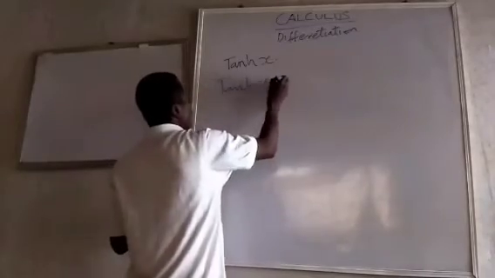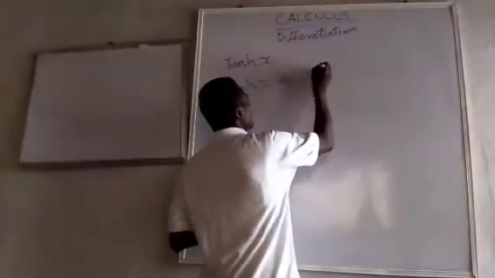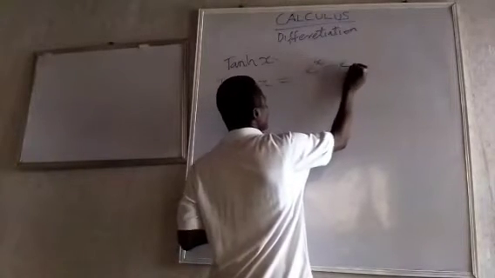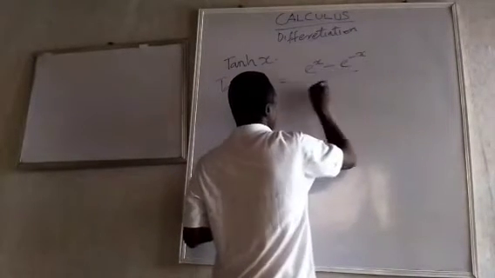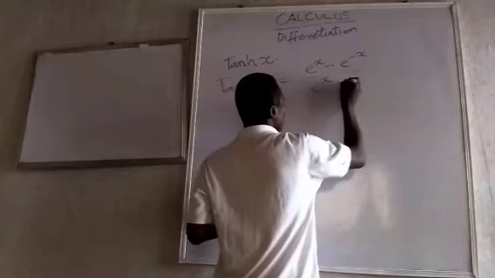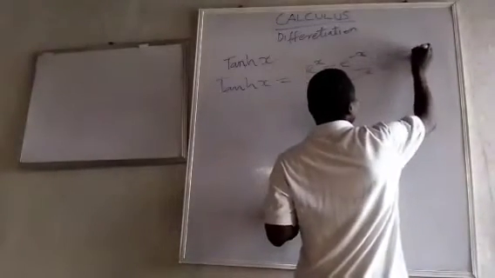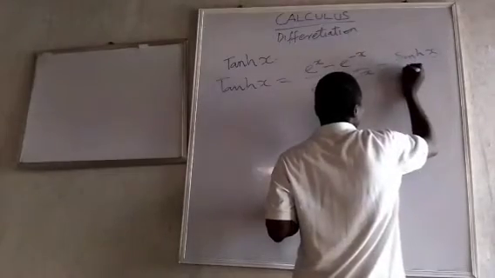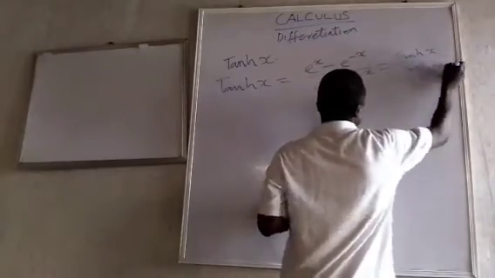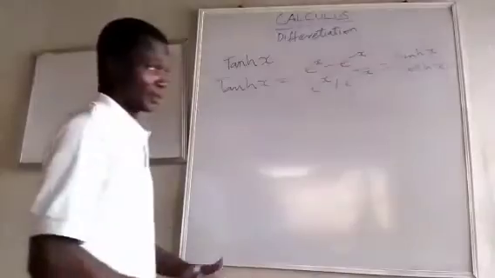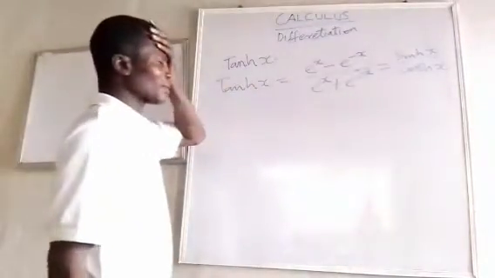tanh x is equal to e raised to the power x minus e raised to the power minus x over e raised to the power x plus e raised to the power minus x. That is sinh x over cosh x, just like in normal trigonometry. So this one is the exponential aspect.